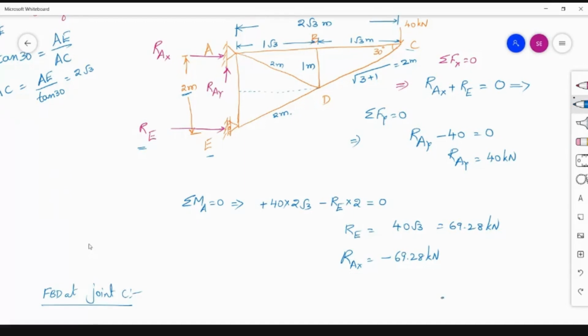So at joint C here, this is force in BC. Inclined force is there, which is force in CD, which is making an angle of 30 degrees with respect to horizontal. And a 40 kilonewtons load is also acting here.